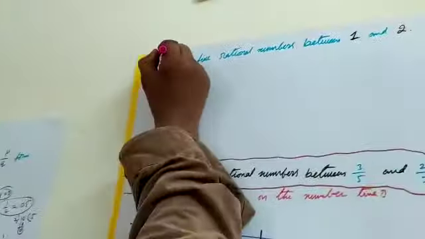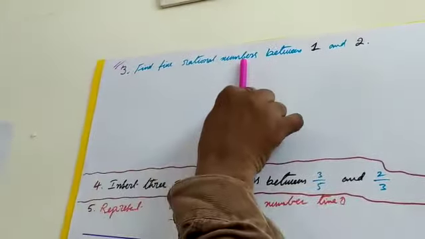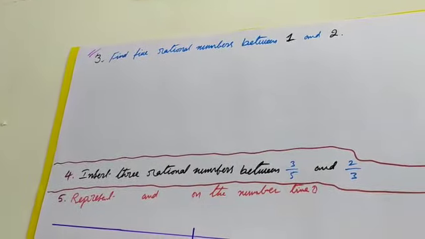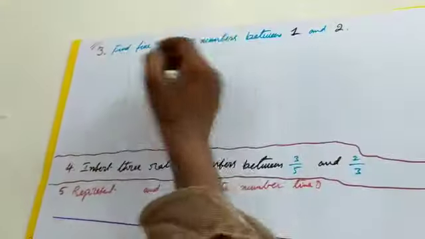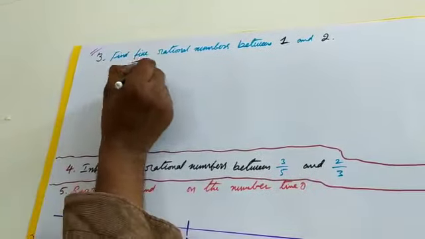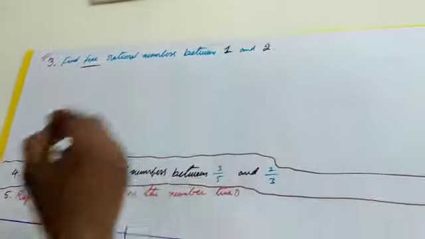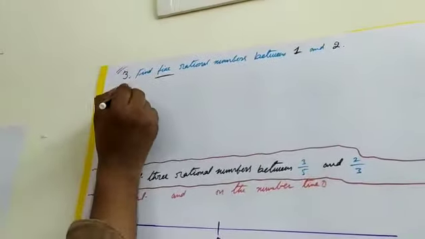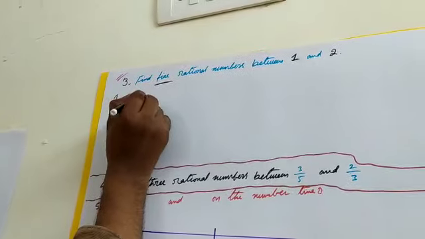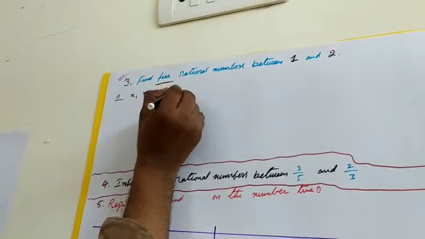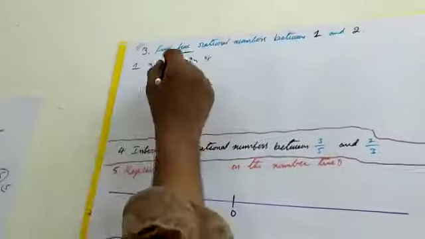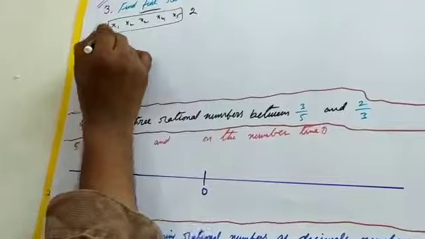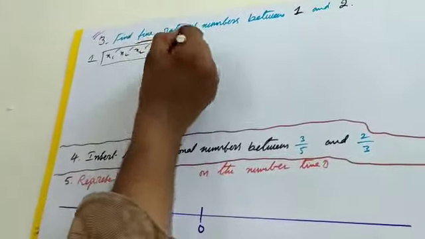Second, third Roman. Find the rational numbers between 1 and 2. Find 5 rational numbers. What are the 5 rational numbers? For example, see 1, therefore x1, x2, x3, x4, x5, 5 rational numbers, then 2. In between. Like this, let us take x1, x2.